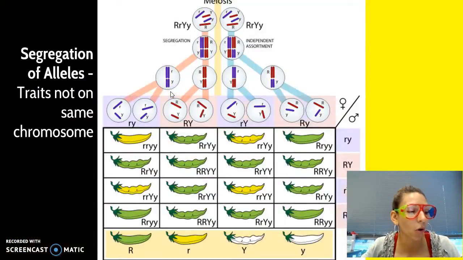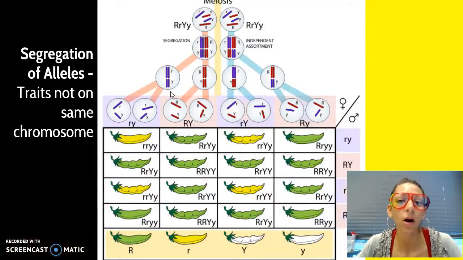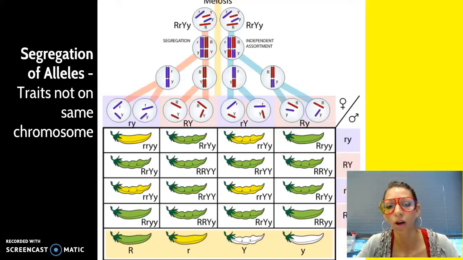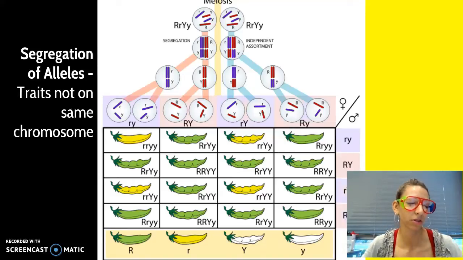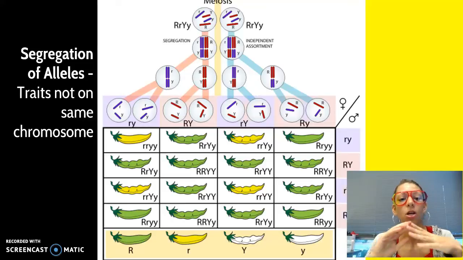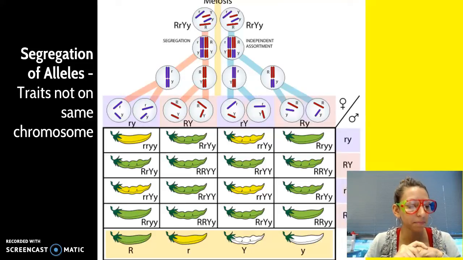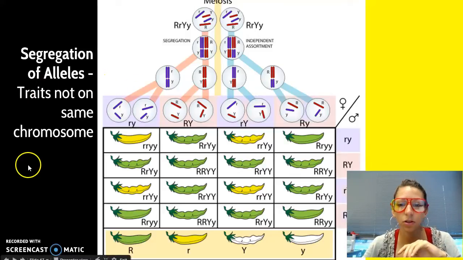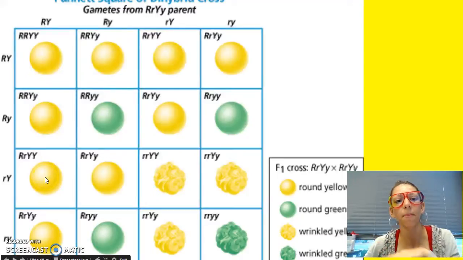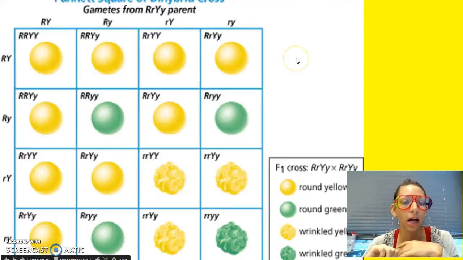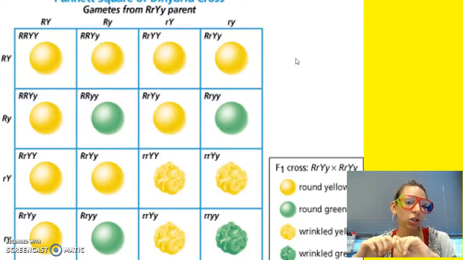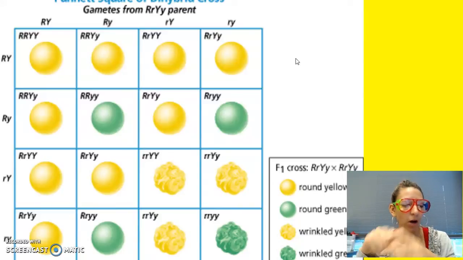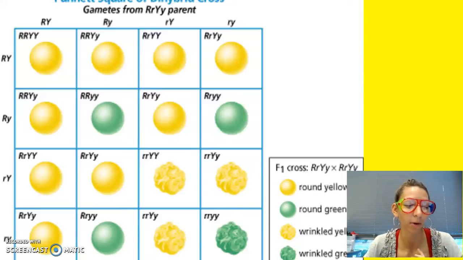All right, we already talked about how some of these traits are not on the same chromosome. During meiosis, each gamete is going to receive one of the organism's two different alleles, and we call this the segregation of alleles. We're going to have an equal number of gametes. If this looks complicated, it's because it kind of is. This is what a dihybrid cross looks like. A dihybrid cross is a cross between two individuals that are hybrid, or heterozygous, for two different traits.